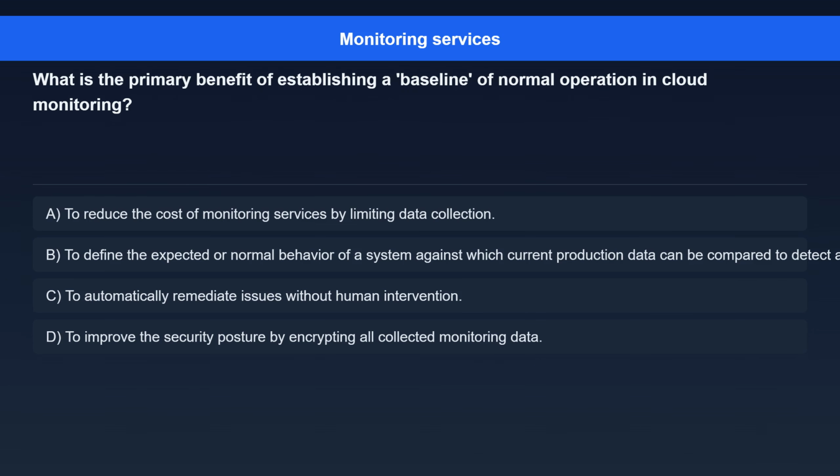Question 6. What is the primary benefit of establishing a baseline of normal operation in cloud monitoring? Option A. To reduce the cost of monitoring services by limiting data collection. Option B. To define the expected or normal behavior of a system against which current production data can be compared to detect anomalies. Option C. To automatically remediate issues without human intervention. Option D. To improve the security posture by encrypting all collected monitoring data.